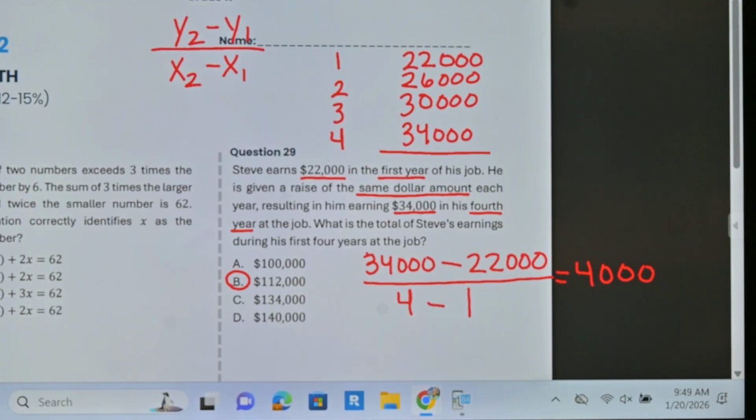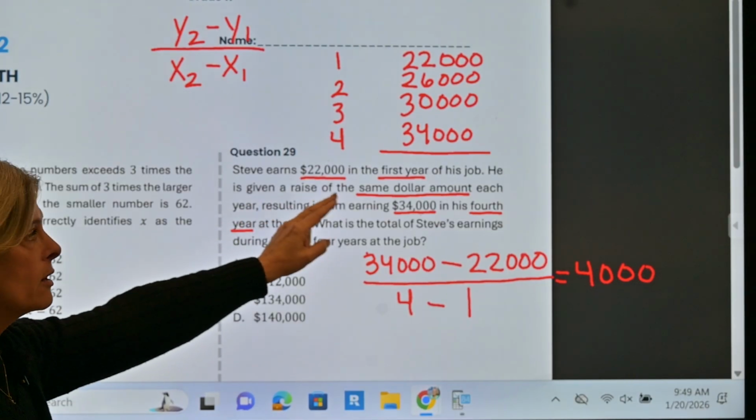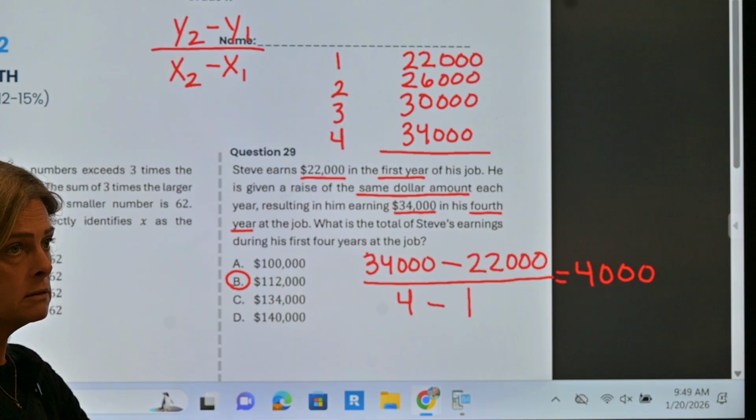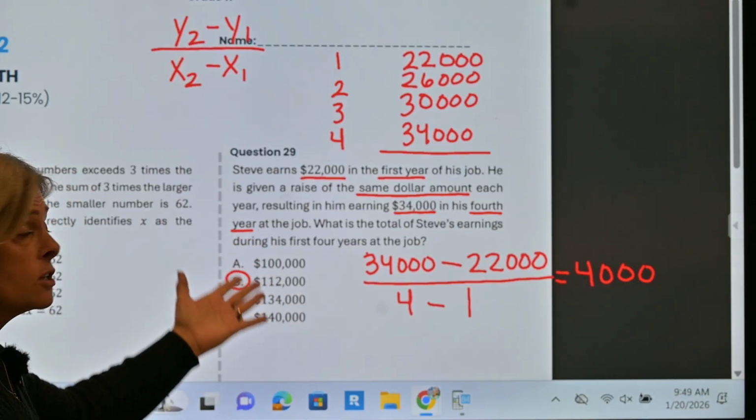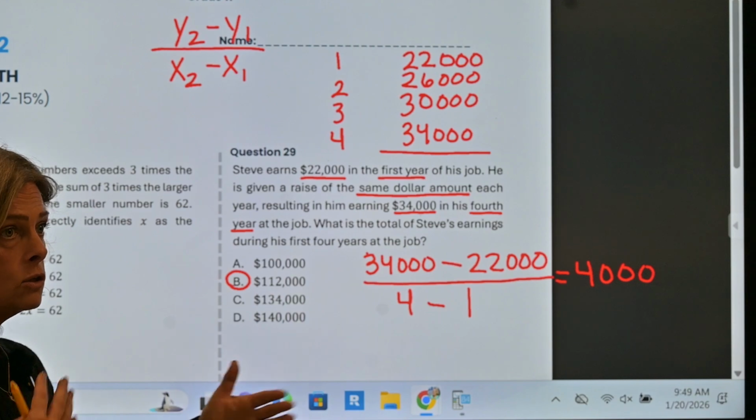slope. The thing that told me slope, you guys, was same dollar amount each year, right? So if you see that, you got to think of slope. It doesn't say slope anywhere in here, correct? Like you just have to know.